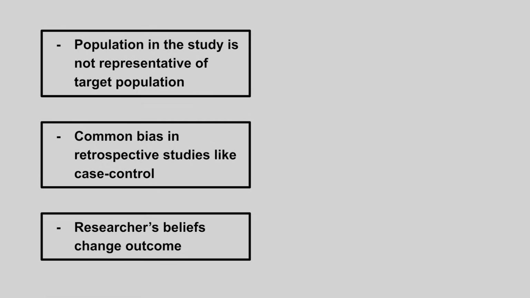Next, we have different types of bias. So the first one is a population in the study not being representative of the target population. This is a selection bias. And remember, oftentimes we use patients in the hospital, and sometimes having patients just in the hospital aren't representative of the whole population. So that's an example of selection bias.